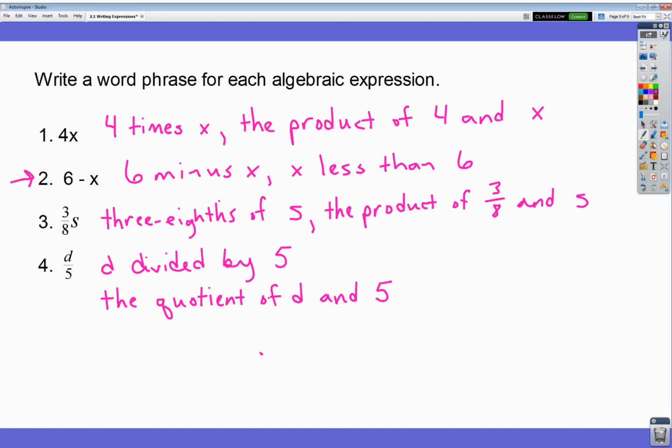Number 2, where we had 6 minus x. Another way we could say that would be the difference of 6 and x. The difference of 6 and x.